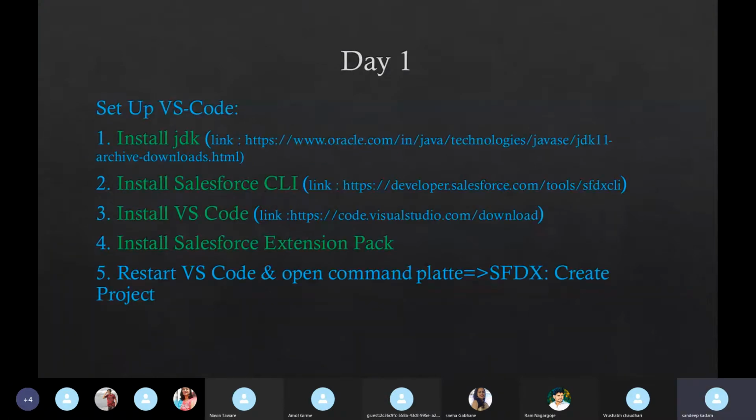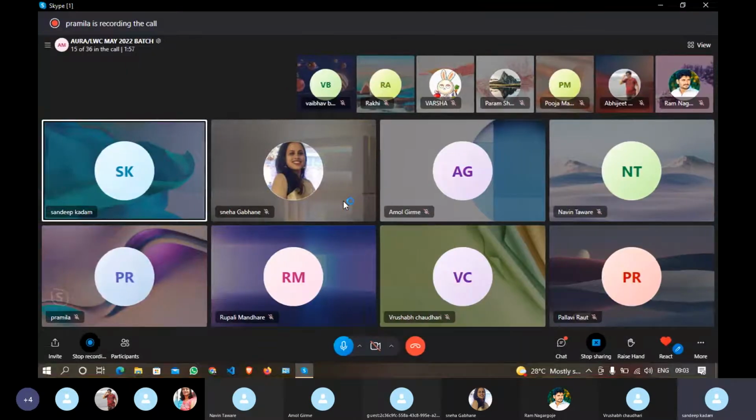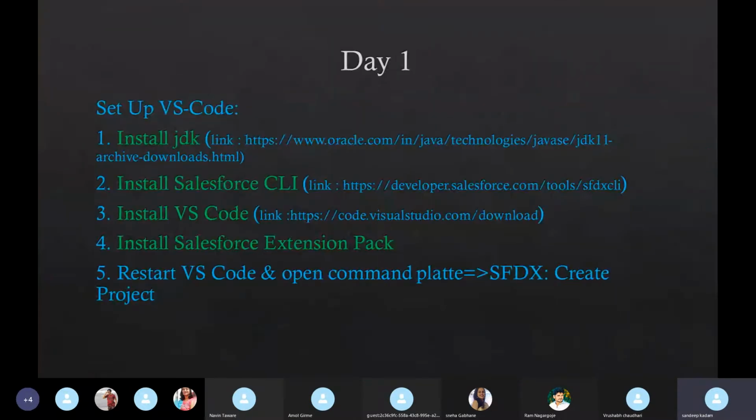So where have you faced the problem? Some of you might have successfully completed those steps, but some of you might not be able to complete it. So what are the errors you have got while installing this? At which step are you getting the error? While authorizing org. Okay, authorizing org. Let me open the VS Code.